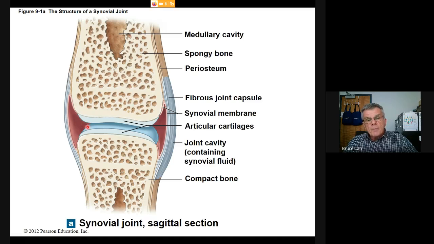So we're going to combine the lubricating and padding effects of cartilage with the hydraulic effects of the synovial cavity. It's really a marvel that we got all those elements. This is what makes our mobile joints so enduring.